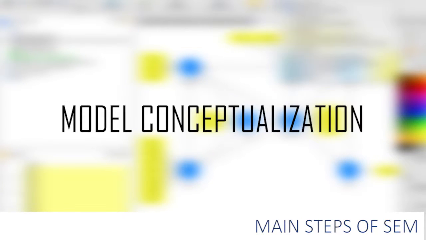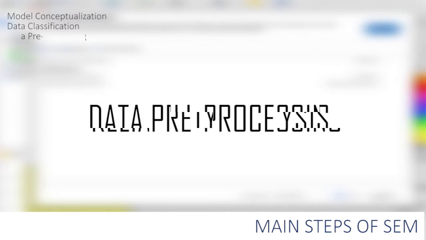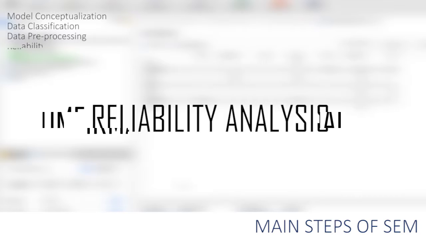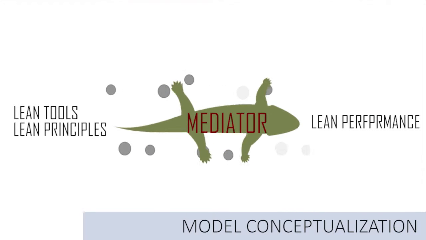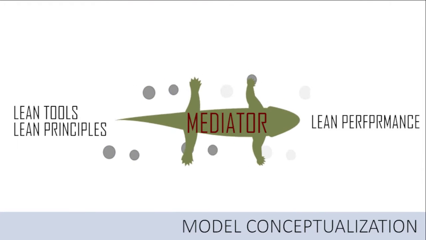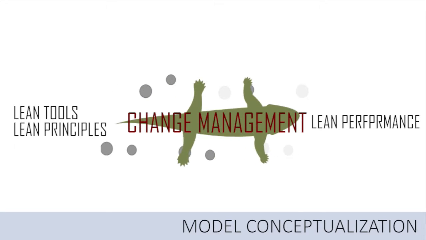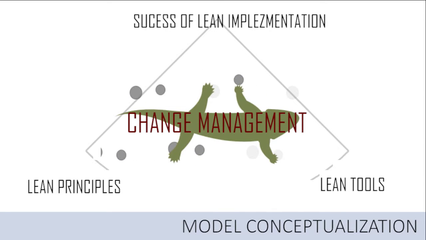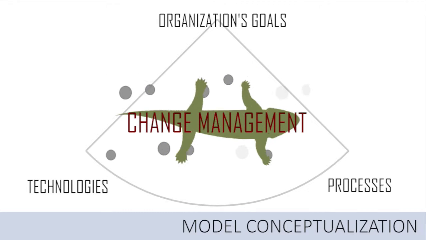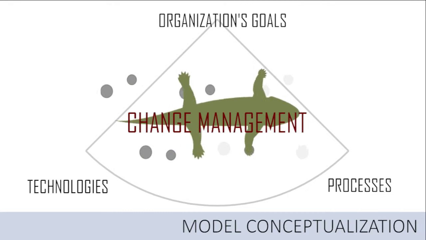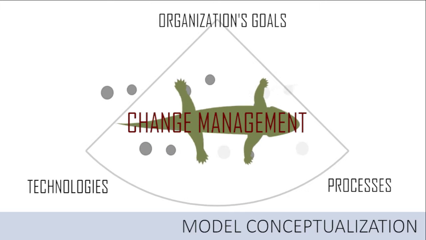Main steps of structural equation model analysis are model conceptualization, model classification, data pre-processing, reliability analysis of the questionnaire, confirmatory factor analysis, and structural equation model calculation. As for model conceptualization, change management theory is chosen as a mediator to integrate variables. It's a systematic approach to dealing with the transition or transformation of an organization's goals, processes, or technologies.